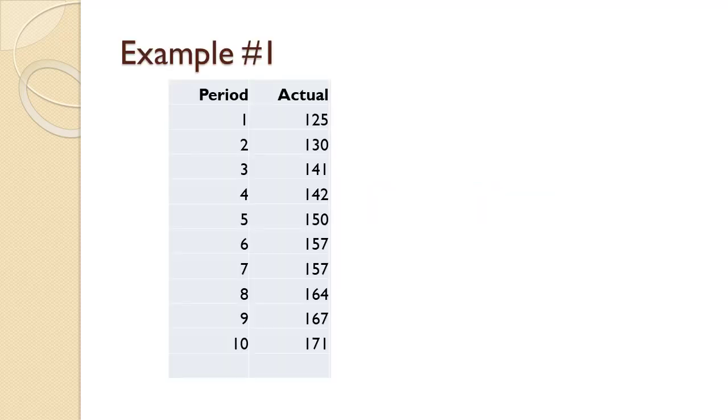Using the data shown on the slide, produce a simple exponential forecast for as many periods as possible using an alpha value of 0.20.